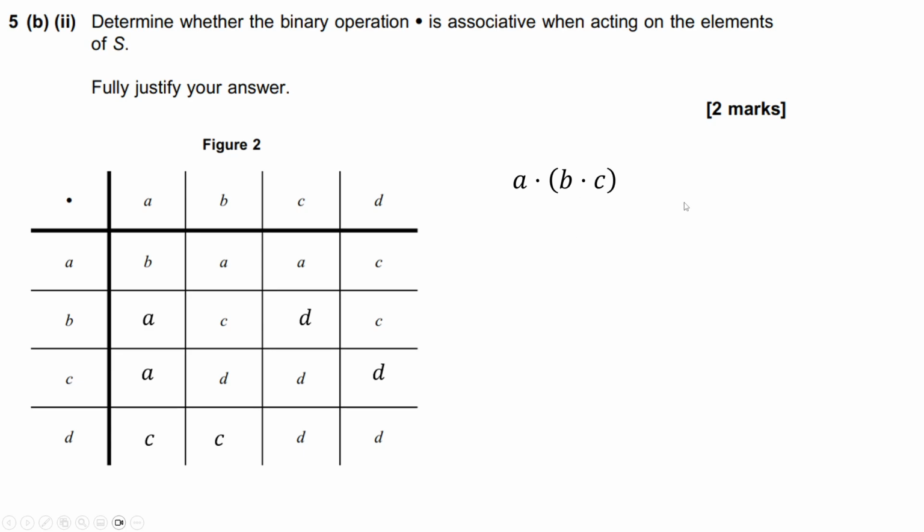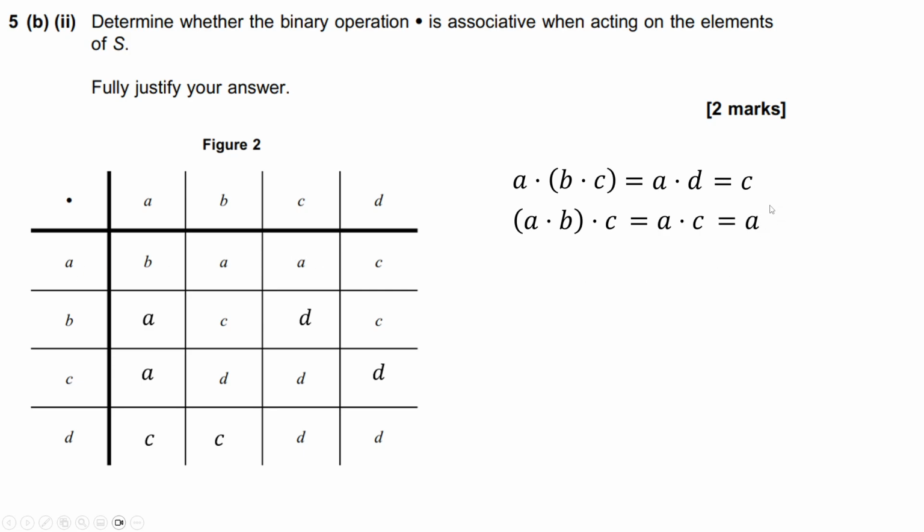Okay, so we'll just calculate this first of all. B dot C is going to be D, so this just becomes A dot D, and A dot D is C. So that's fine. And now we'll check A dot B first and then dot C. So A dot B is A, and then dotting C, so that's A dot C, and then A dot C is A.